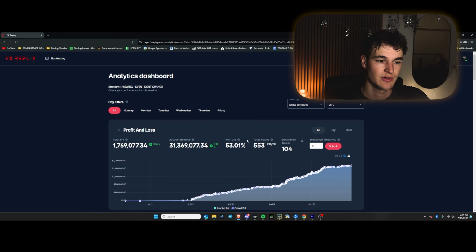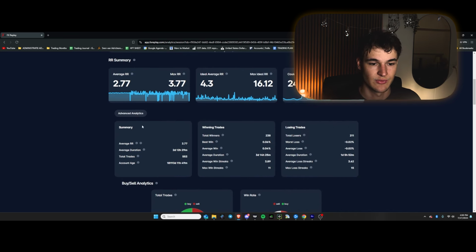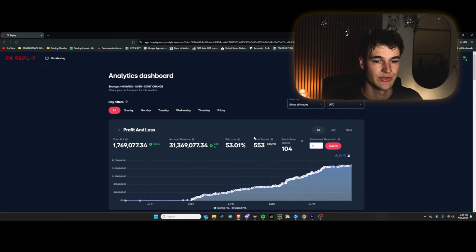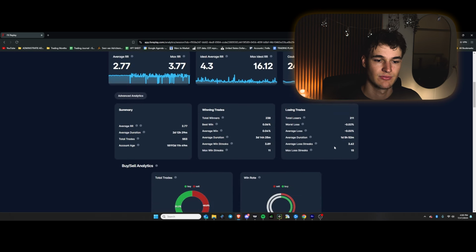I know the P&L is messed up because FX Replay for some reason doesn't log it correctly, but 500 trades is what we've been doing. We've screenshotted every single one of these trades, so we know exactly what our trades look like. Now the thing is, if you scroll down to the part where it says losing trades, you see that even though we've taken 500 trades, 553 to be exact, we've lost 15 trades in a row.